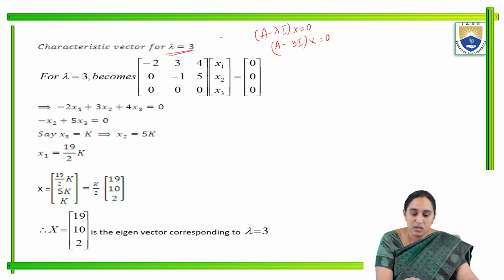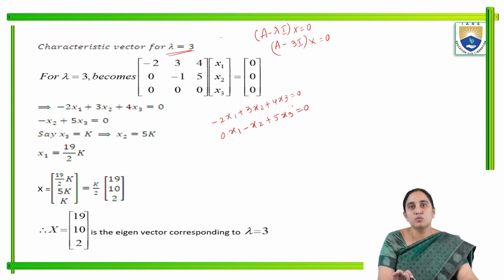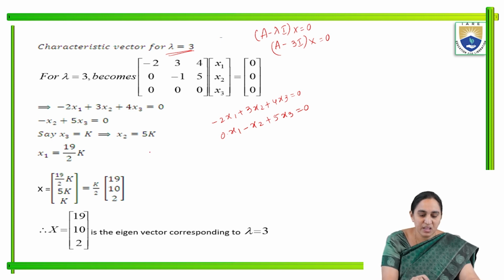Observe, it is the same concept as the last case. Here we write it in equation form. The first row multiplied with the first column gives minus 2x1 plus 3x2 plus 4x3 is equal to 0. Next, 0 into x1 minus x2 plus 5x3 is equal to 0. And the last row is completely 0. So the equations are minus 2x1 plus 3x2 plus 4x3 is equal to 0, and the second equation, minus x2 plus 5x3 is equal to 0.